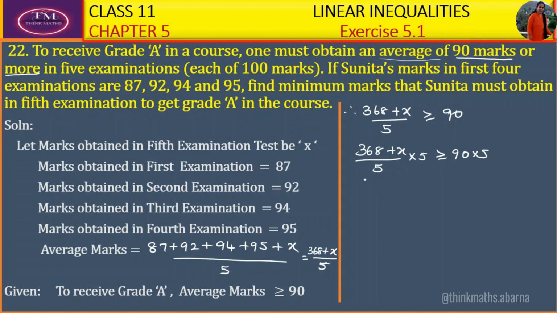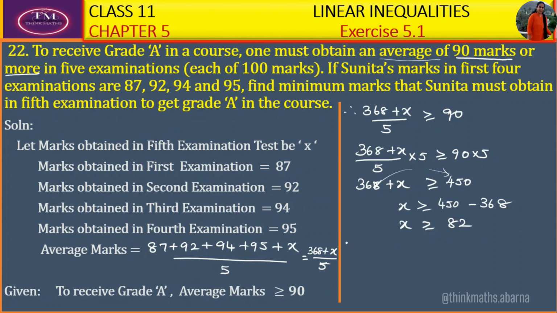So this 5 gets cancelled and 368 plus x greater than or equal to 90 into 5 is 450. So keep this x as such. Take this 368 to the right side. So 450 minus 368. What is 450 minus 368? It is 82. So x greater than or equal to 82. That means in the fifth test, Sunita must score at least, that is minimum, 82 marks.